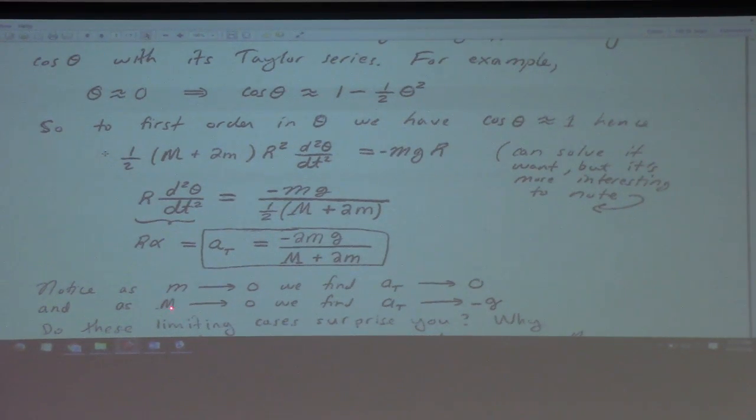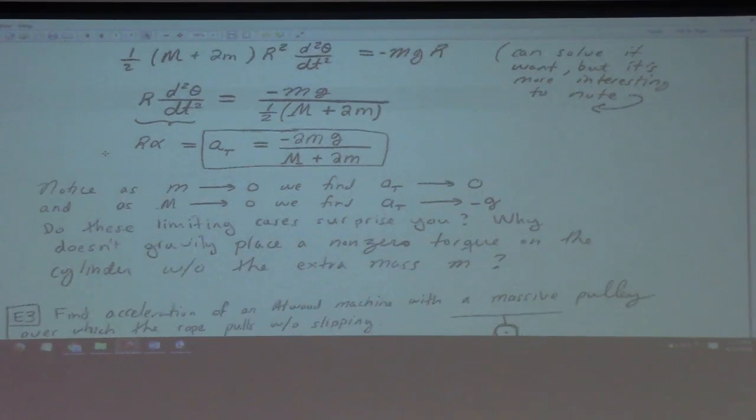If, on the other hand, the mass of the coffee can goes to 0, then it would just be a mass that's free falling, I think. And if this m goes to 0, this will go to minus g if you study it. See that? If this is 0, then it's just minus 2 mg over 2m, which is just minus g, which makes perfect sense. So these limiting cases make a lot of sense.